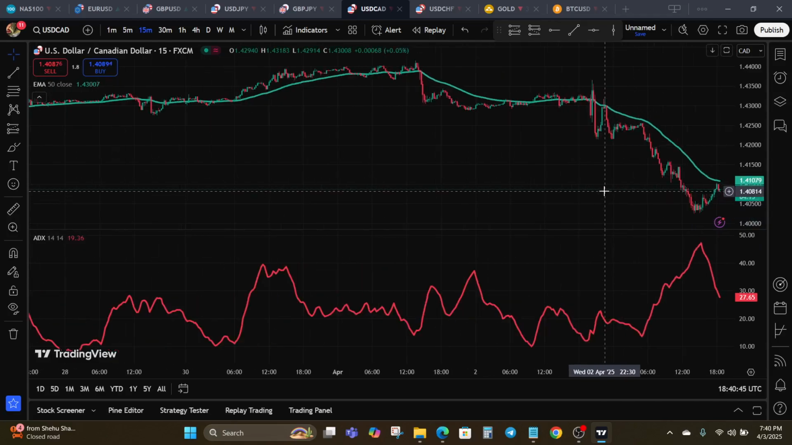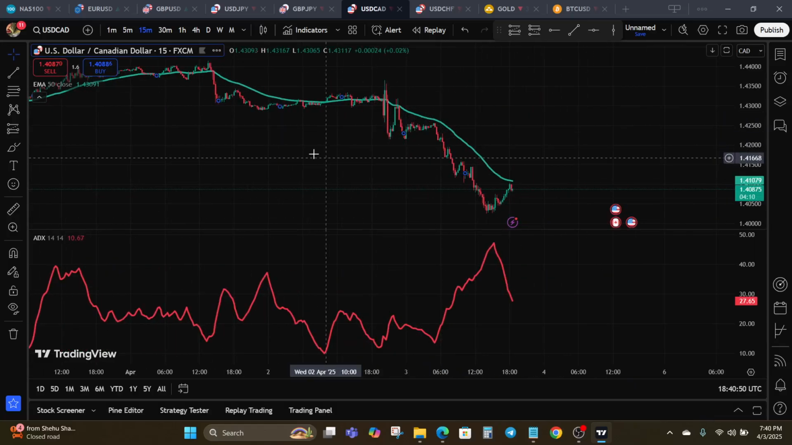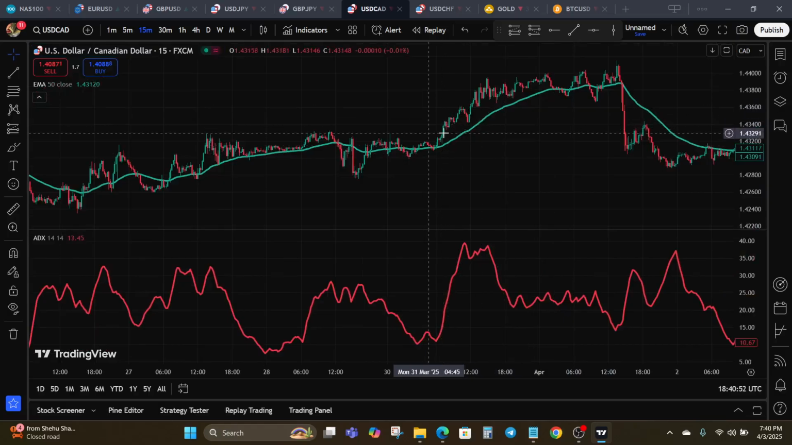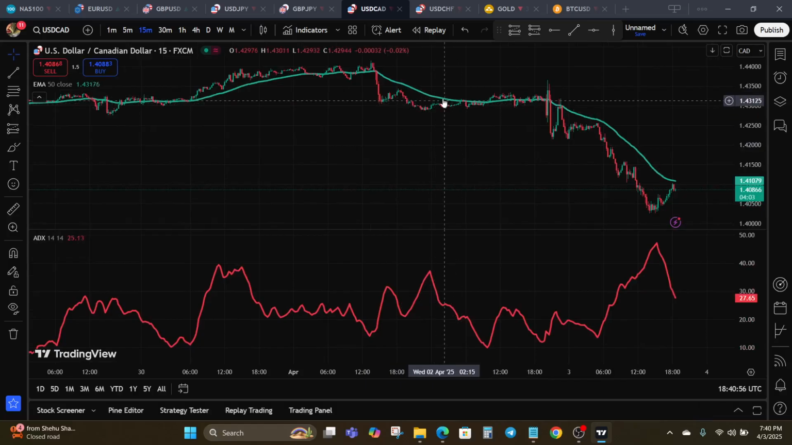First of all, we need to determine whether the market is in an uptrend or downtrend using the 50 EMA. If the price is above the 50 EMA, we only look for buy trades. If the price is below the 50 EMA, we only look for sell trades. This keeps us on the right side of the market.